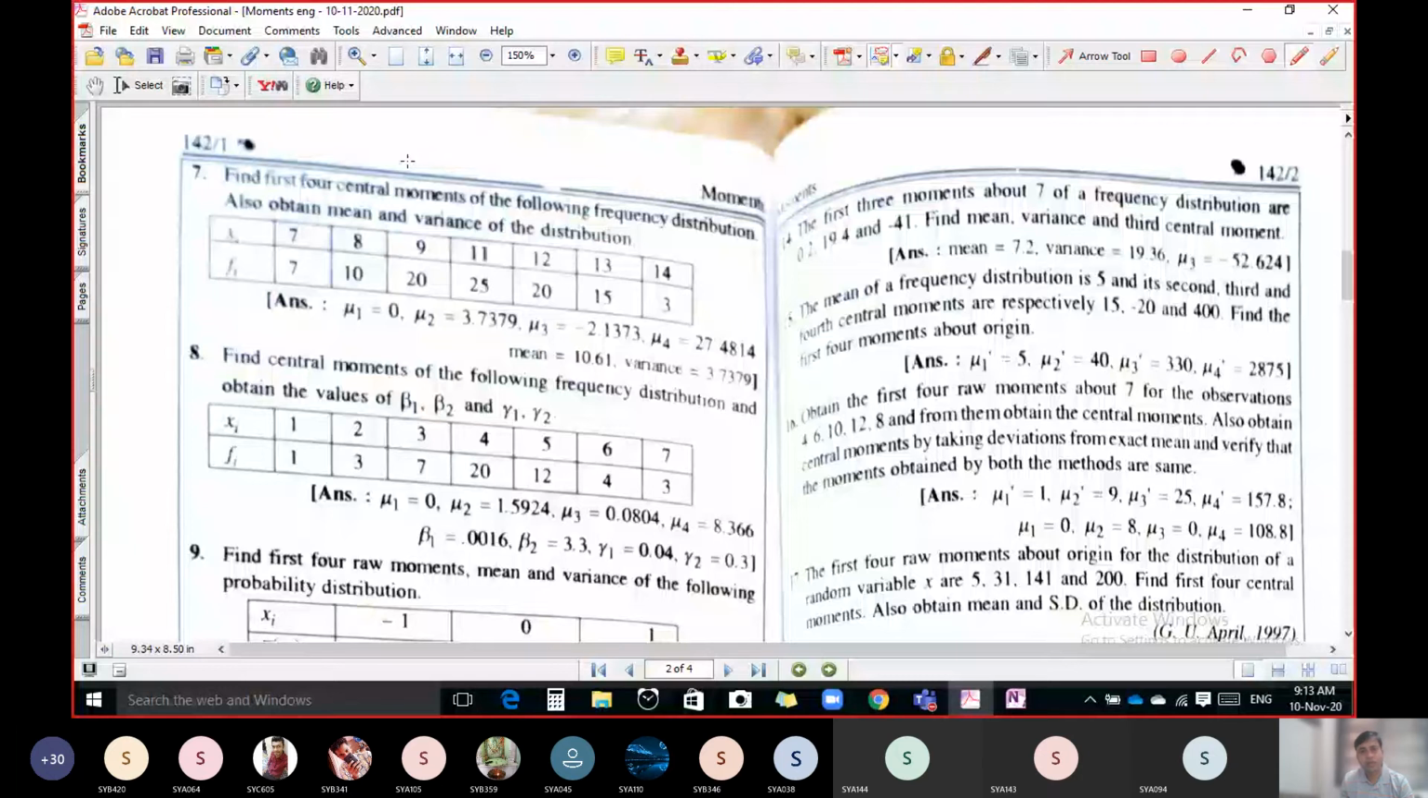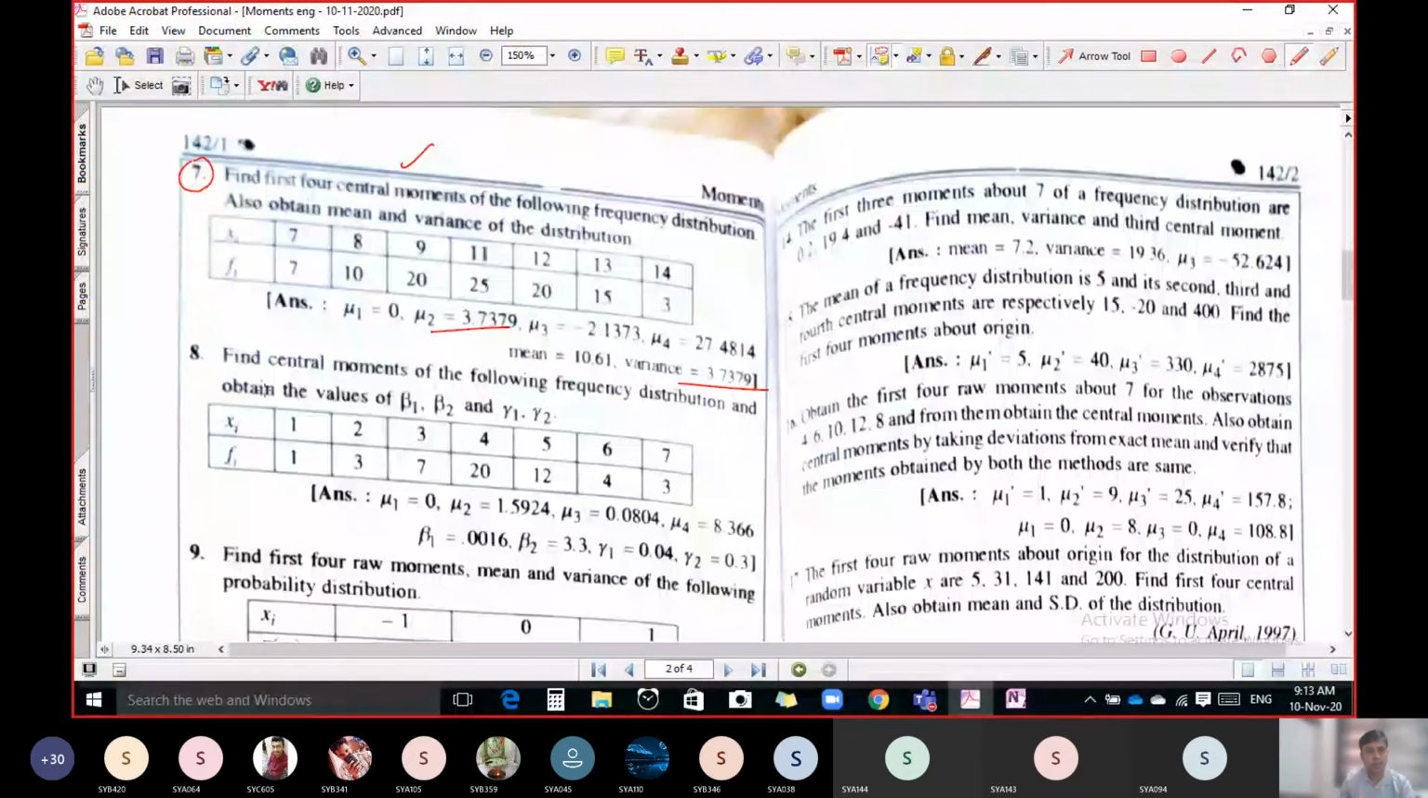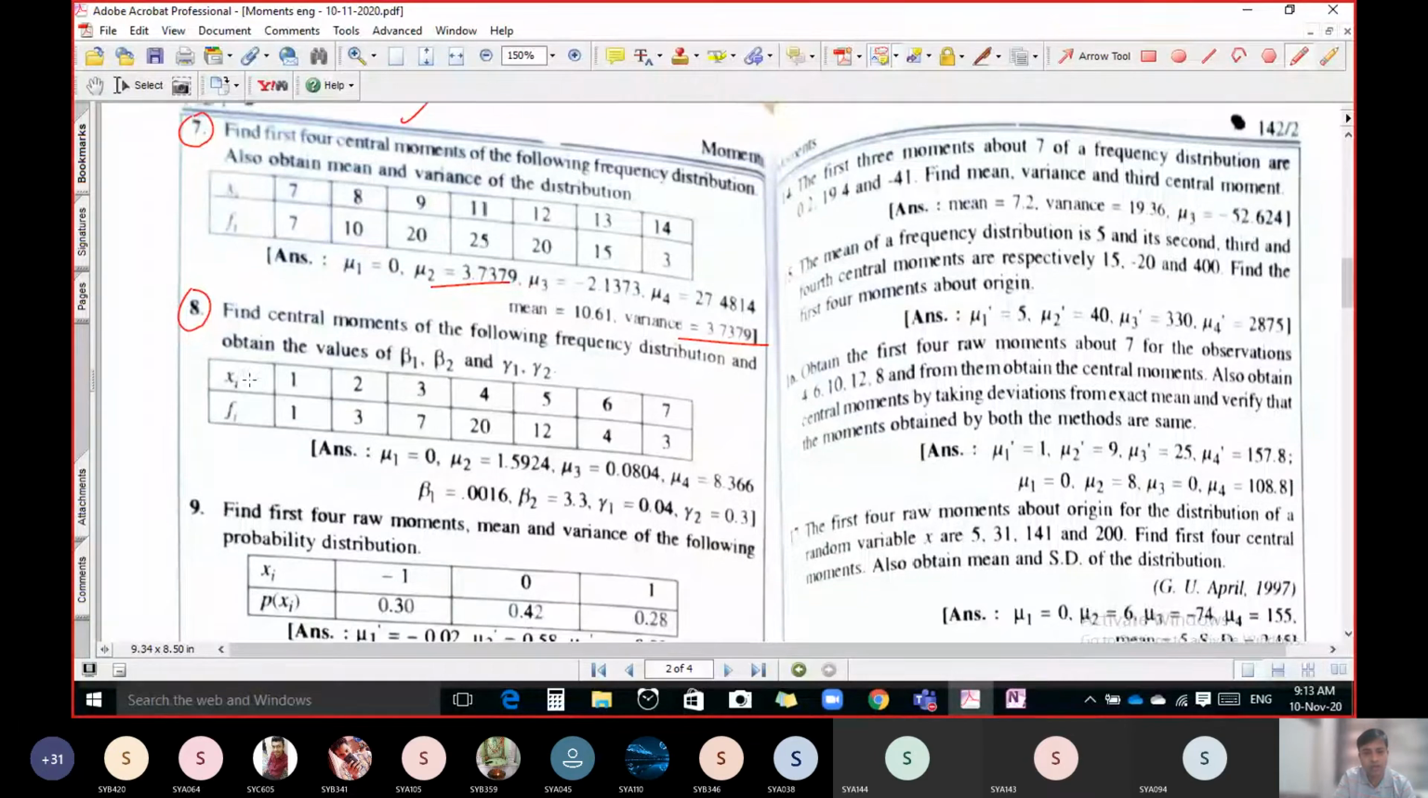So mu 2 and variance is same. So it is the same question as the previous one. Question number 8, you can consider as your homework. Find central moments for the following frequency distribution and obtain the value of beta 1, beta 2, gamma 1, gamma 2. Almost the same as the previous one. So this is also your homework.